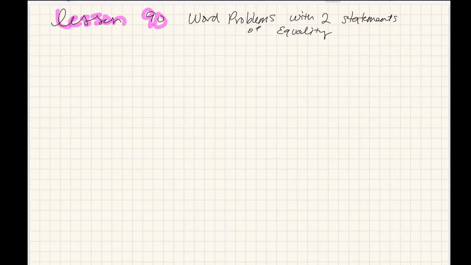Today we are doing lesson 90, word problems with two statements of equality. So we've been doing coin problems as well as general value problems. Today we're going to look at some more word problems with two statements of equality.